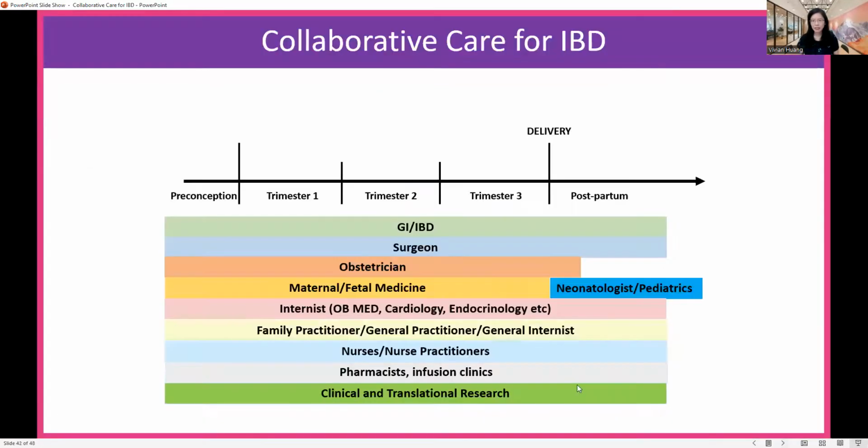So I try to incorporate this in our preconception pregnancy clinic that I tried to set up here at Mount Sinai. I learned this in Edmonton, where I set up the first Edmonton clinic, and then I tried to emulate that same model here. As soon as I get the referral for these patients preconception, I find out who is involved in their care. Do they have a nurse practitioner? Do they have a family doctor, internist? Do they have a surgeon? Who's their GI doctor? Who's their pharmacist? Do they have an obstetrician? And then I try to get everybody connected.